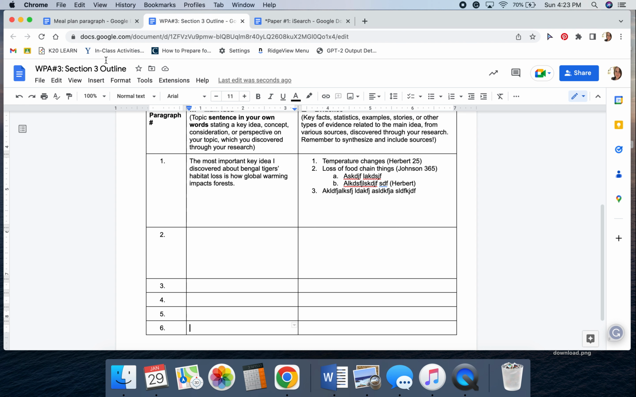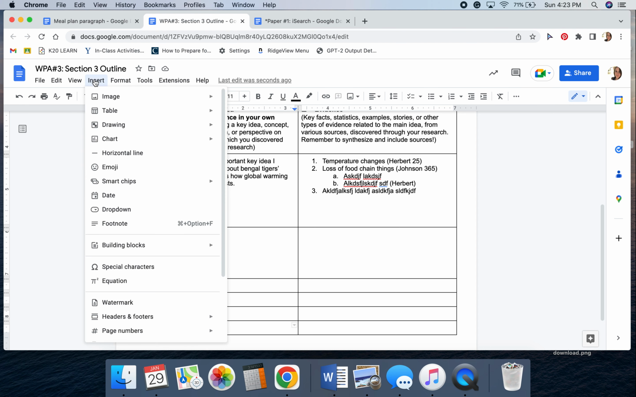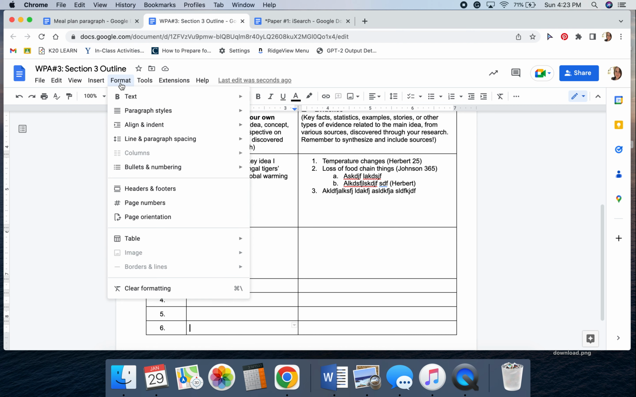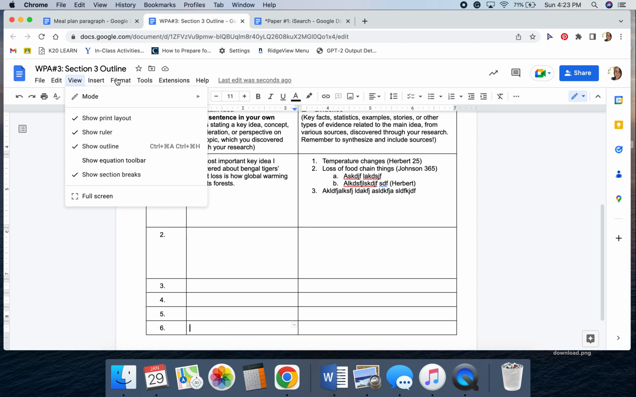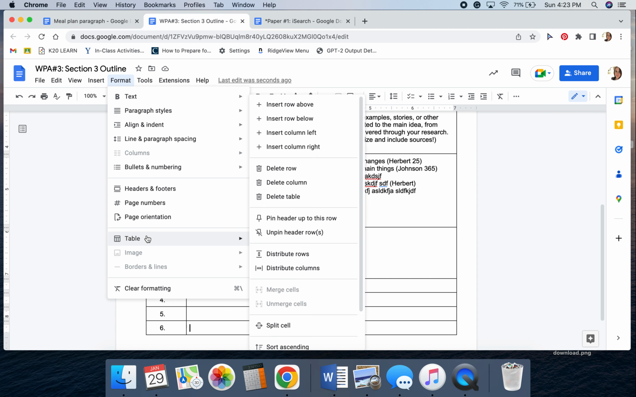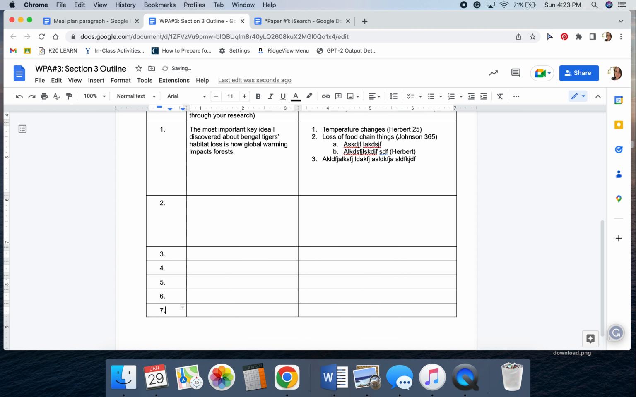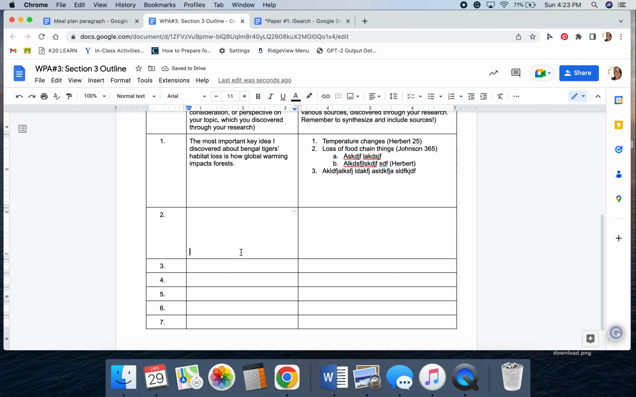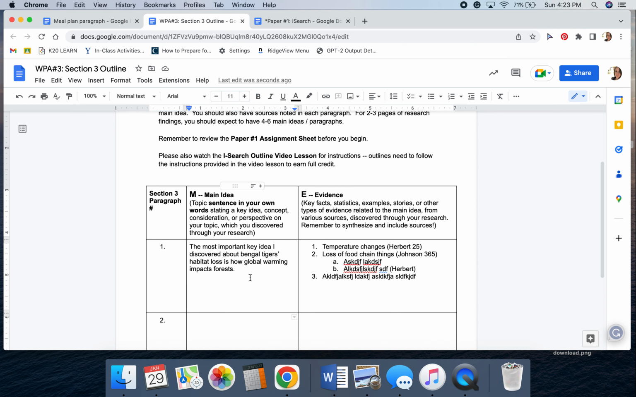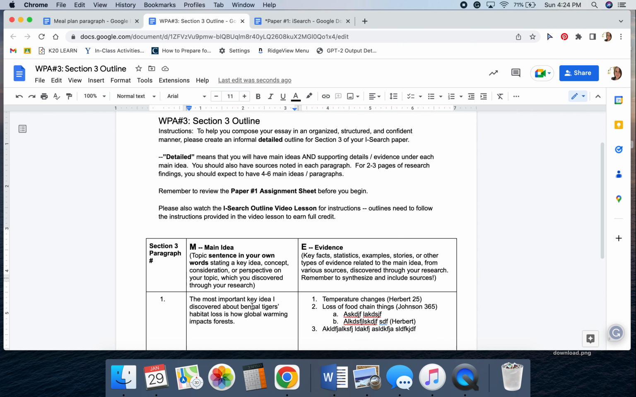If you need more, you can go, let's see, insert, table, no, format, table, insert row below, and then just call it number 7. You probably won't have more than 7 or 8, and you should not have fewer than 4. So 4 is the minimum that I'm looking for here as you are continuing to work.